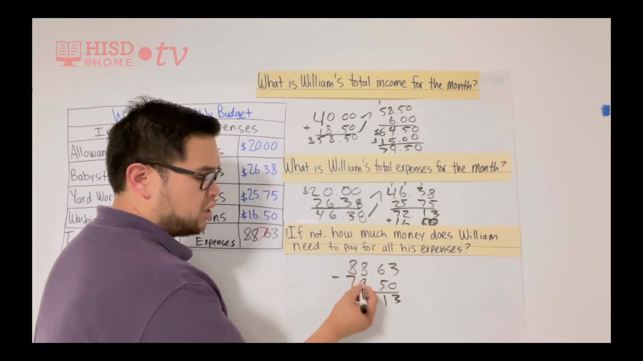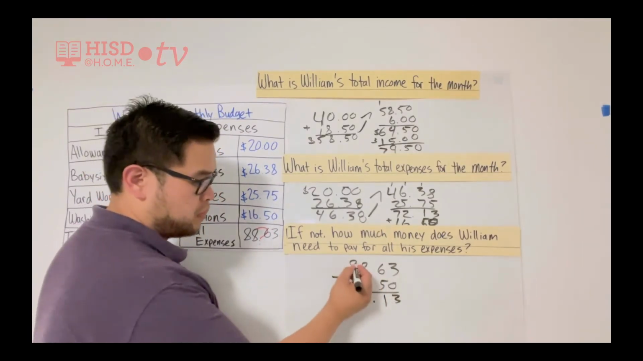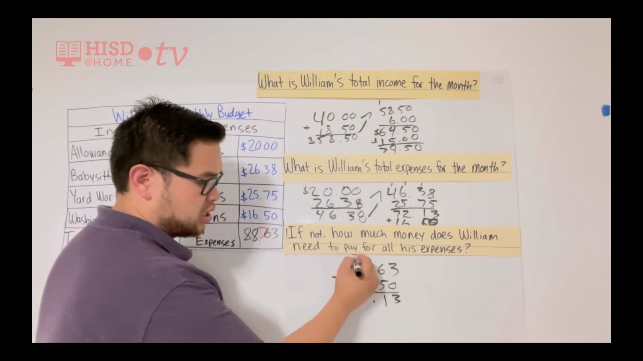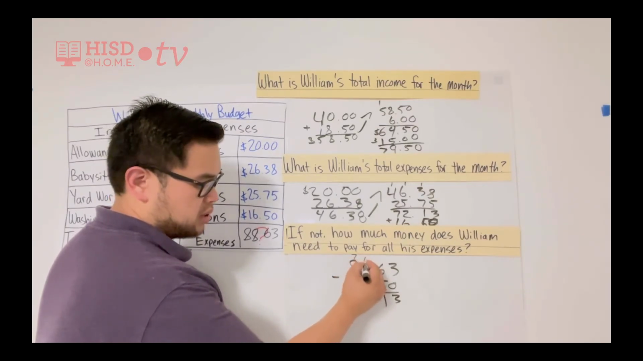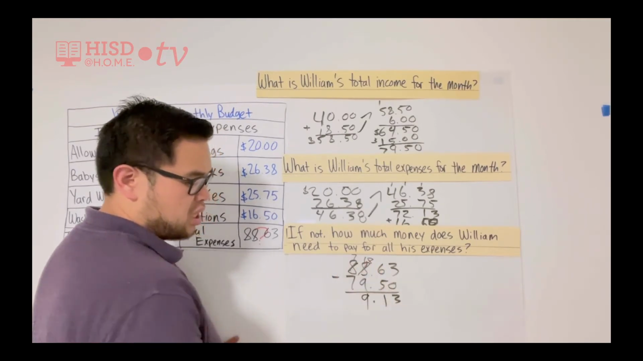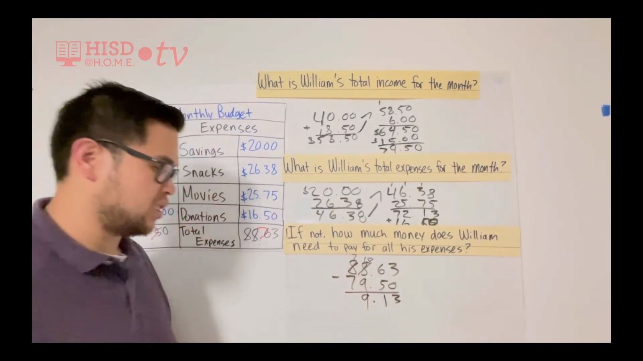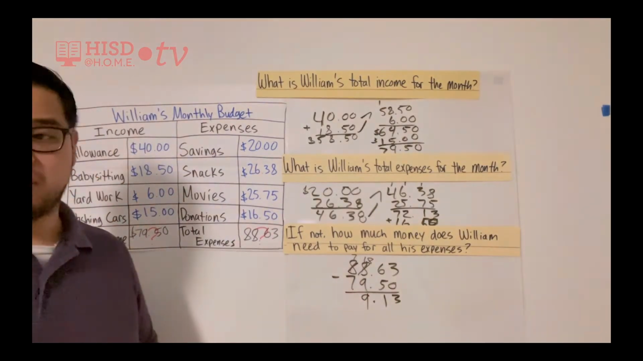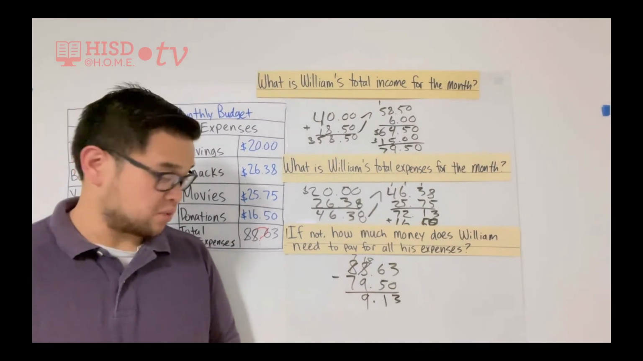80 minus 90. We can't do that, so we have to regroup. We're going to regroup by taking a 10 from here, and that changes to 70. And this becomes 18 ones. 18 minus 9 is 9. And 70 minus 70 is 0. So he has $9.13 of expenses extra.